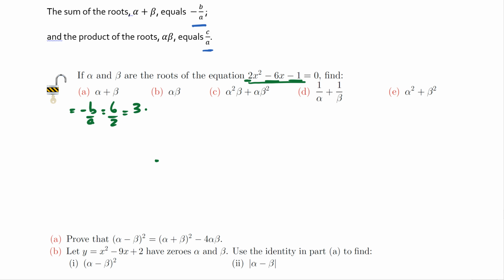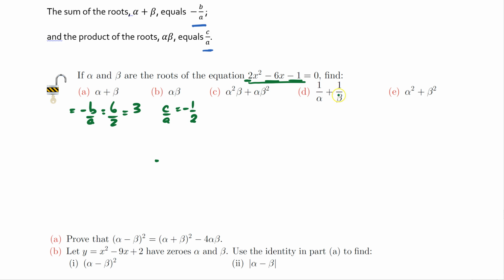So whatever the roots are, and we haven't found what they are, we could, but we do know that they add to 3. And we do know that they multiply together to give us whatever c on a is, which is minus 1 on 2. Now obviously this is the basis for our product and sum method that we used, well, way back in junior school to be able to factorize a quadratic. So the product and sum bit is because of this relationship here.